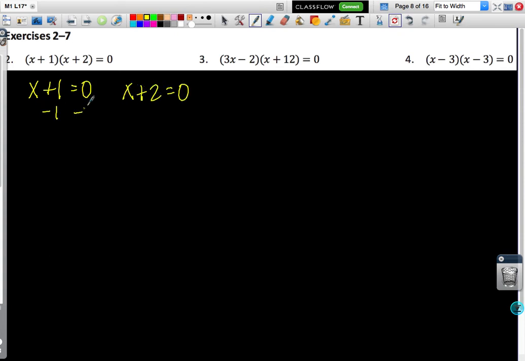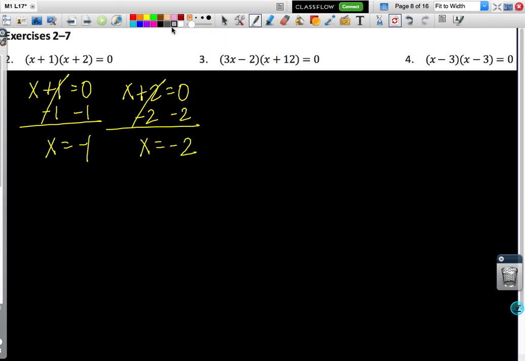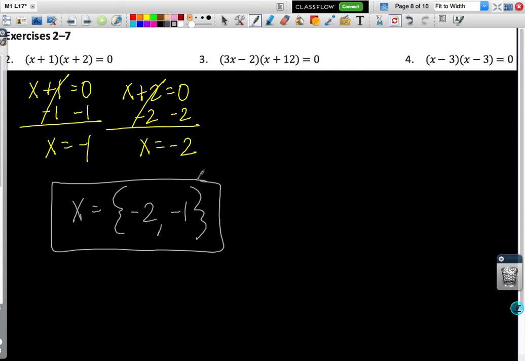So we subtract 1, x would equal -1. We subtract 2, x would equal -2. And our solutions to this problem are -2 and -1. Same thing with number 3. It's completely factored, so we're going to take each of our factors and set them equal to 0 to solve.